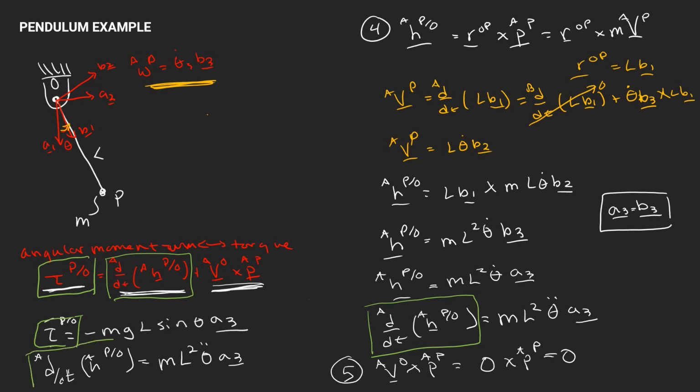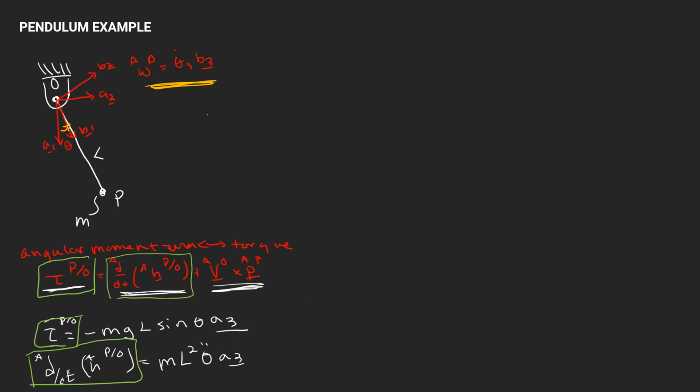So now we can simply plug these two terms into our equation. So let's do that and get the following. Okay, now that we've again cleared some space, let's plug in these terms. So we have torque is equal to negative m g L sine theta A3, and that is equal to our derivative of angular momentum. So that's m L squared theta double dot A3. And then this term went to 0, so we don't even have to worry about it. So this was our equation of motion.